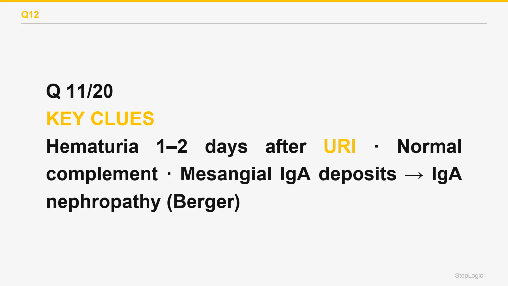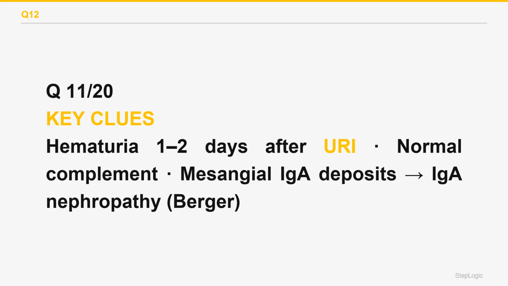This is IgA nephropathy, Berger disease, the most common cause of glomerulonephritis worldwide. The hallmark presentation is episodic gross hematuria, cola-colored urine, occurring within 1 to 2 days of an upper respiratory or GI infection, so-called synpharyngitic hematuria, because it coincides with the infection rather than following it by weeks. The diagnosis rests on the biopsy, mesangial proliferation with IgA immune complex deposits in the mesangium on immunofluorescence.